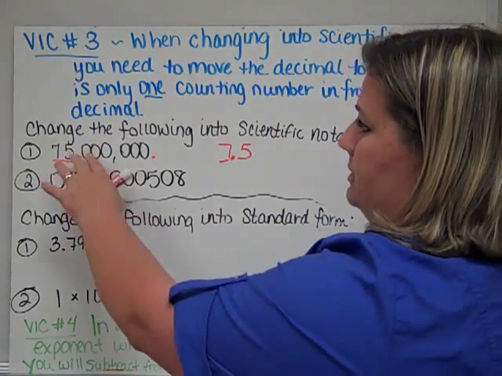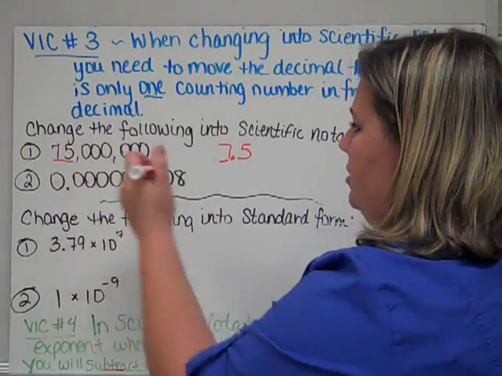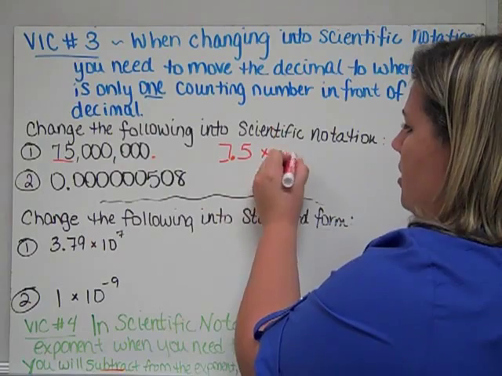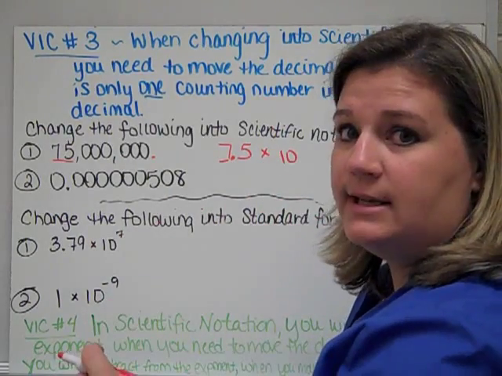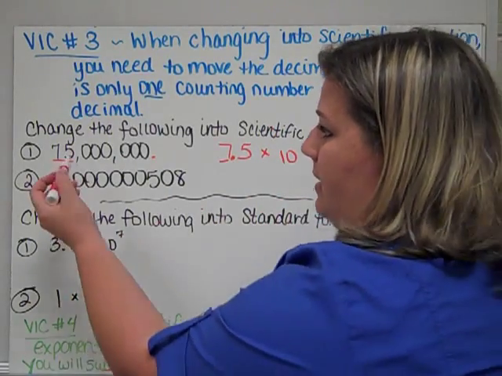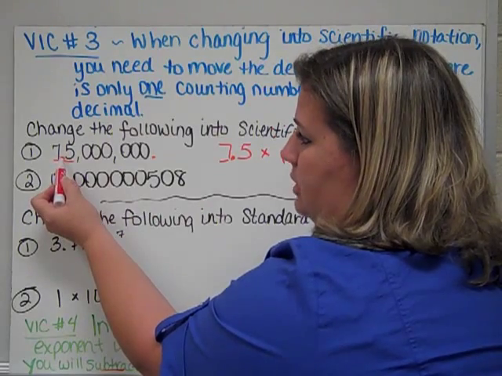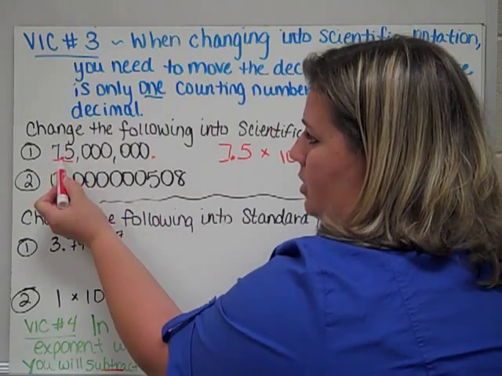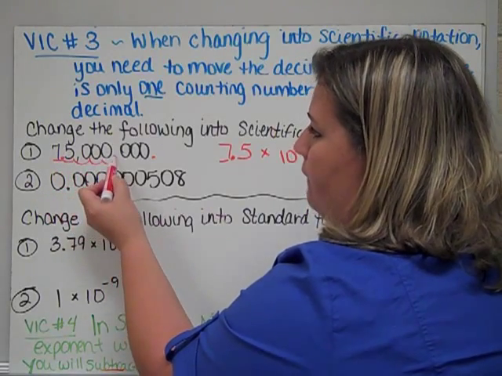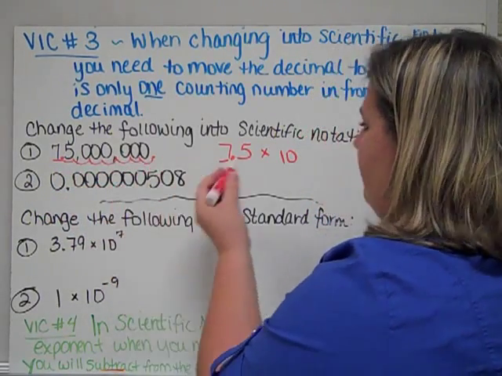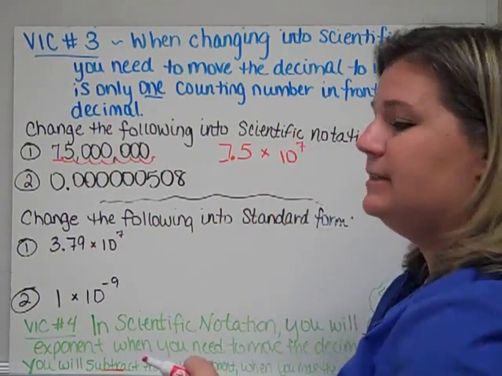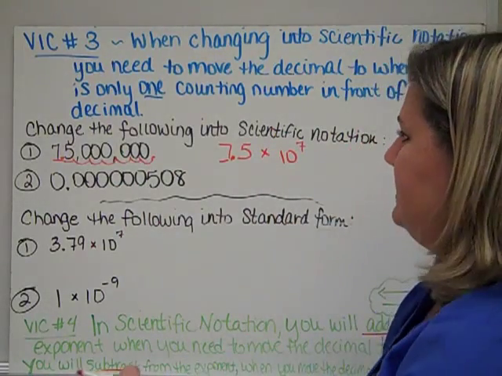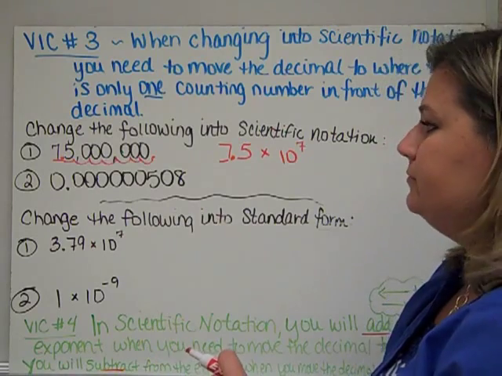This is a large number, so we know our exponent is going to be positive. If my decimal has to go here, it belongs here. How many spaces is that? 1, 2, 3, 4, 5, 6, 7. Positive 7. So 7.5 times 10 to the 7th power.